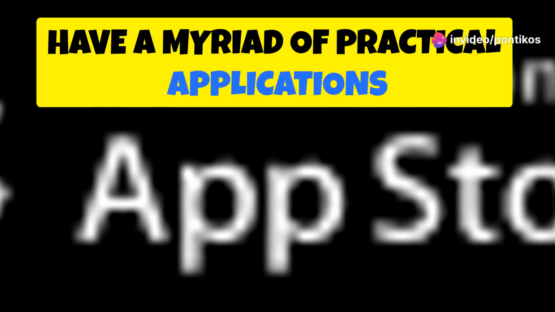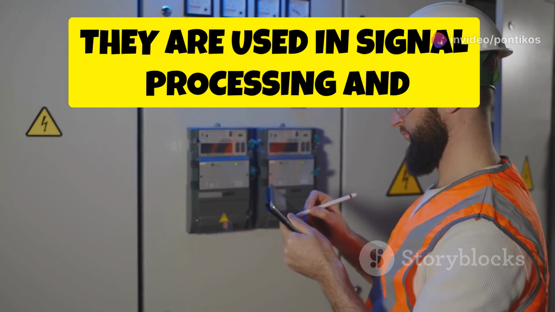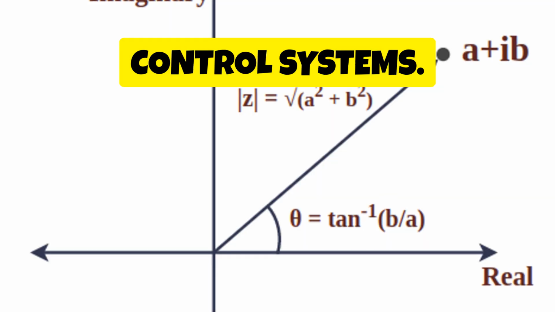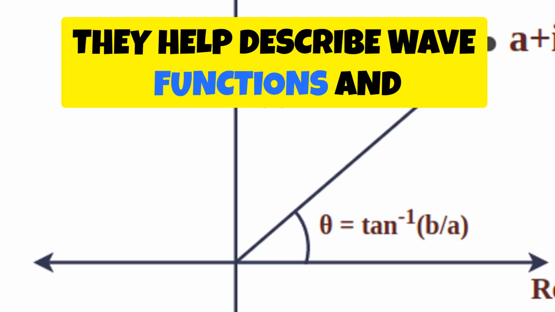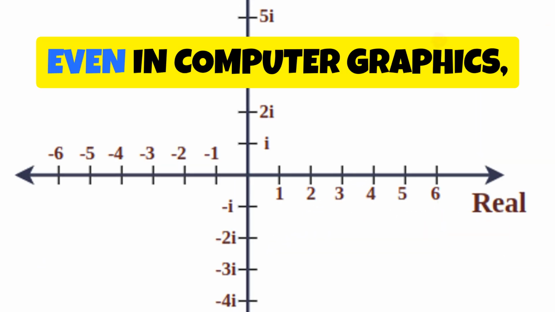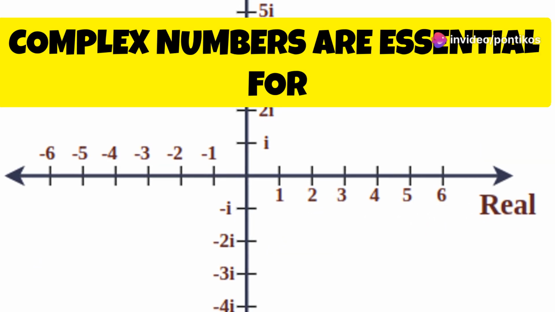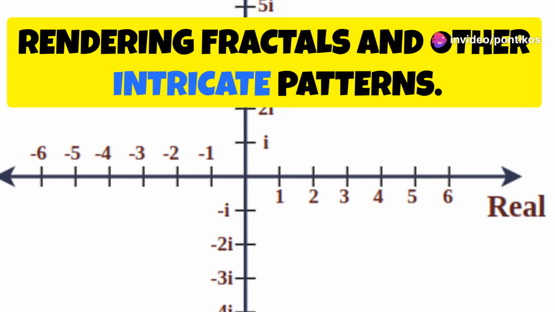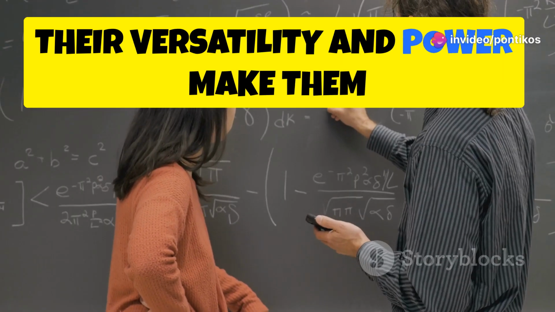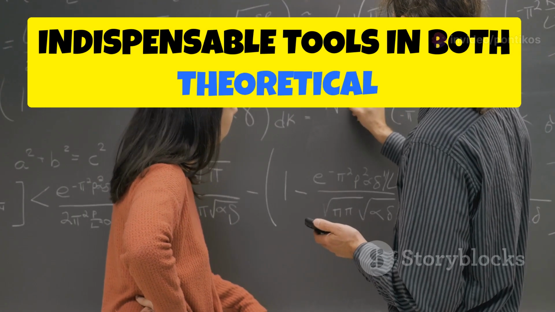Complex numbers, though abstract, have a myriad of practical applications across various fields. In engineering, they are used in signal processing and control systems. In physics, they help describe wave functions and quantum mechanics. Even in computer graphics, complex numbers are essential for rendering fractals and other intricate patterns. Their versatility and power make them indispensable tools in both theoretical and applied sciences.